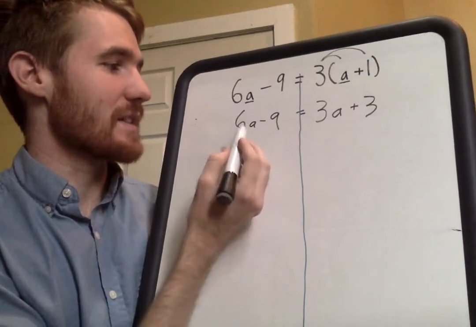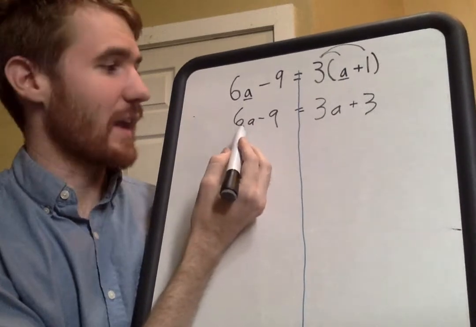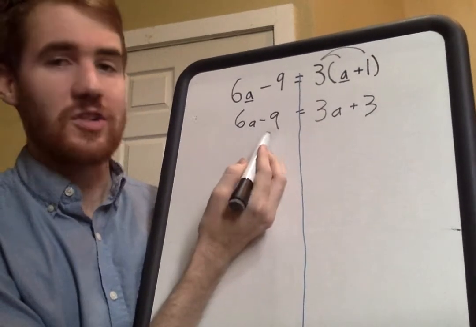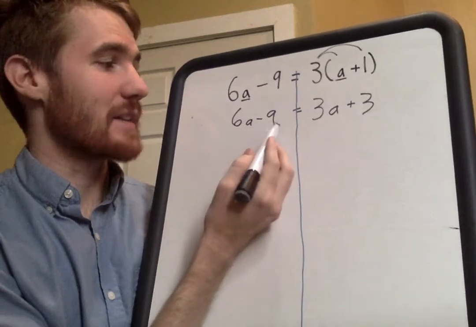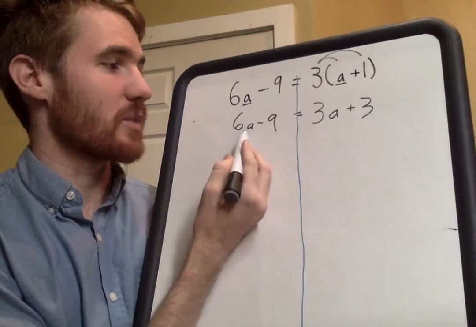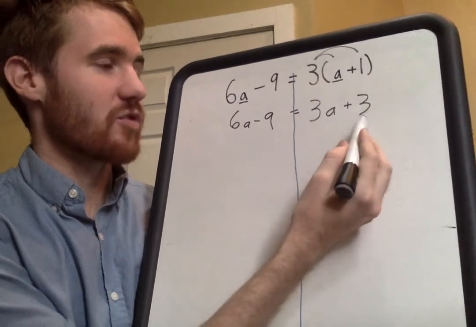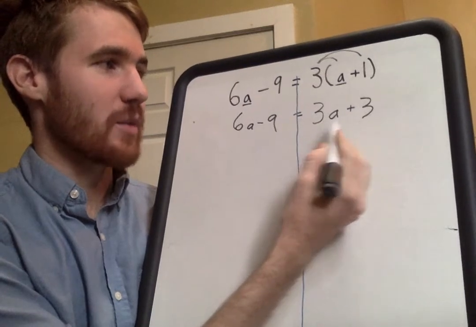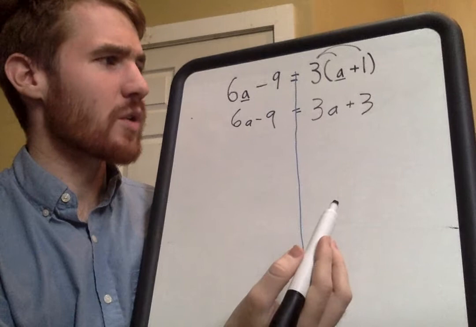So now that we've done that, we need to think, can we combine either of the terms on this side? We've got a 6a and a minus 9. We cannot combine these because one has a variable, a, and the other is a constant. It doesn't have a variable. If this was 6a minus 9a, then we could combine them. But we can't because one is a variable and one is not. Same thing on this side. We've got 3a plus 3. 3a has a variable, 3 is a constant. They cannot be combined. So we'll go to the next step.